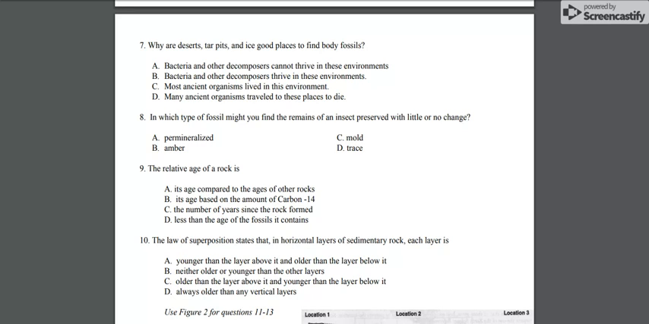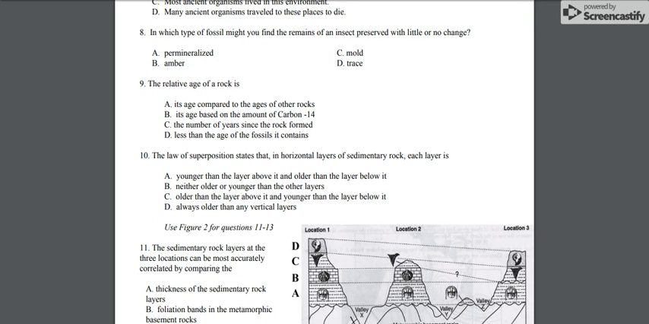Number 10, the law of superposition states that in horizontal layers of sedimentary rock, each layer is A, younger than the layer above it and older than the layer below it. B, neither older or younger than the other layers. C, older than the layer above it and younger than the layer below it. Or D, always older than any vertical layers? Sometimes it helps me to draw a little picture on this one.